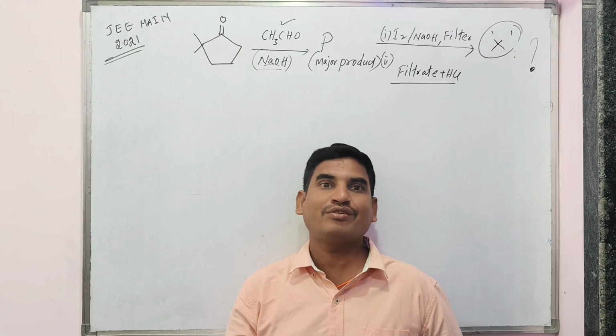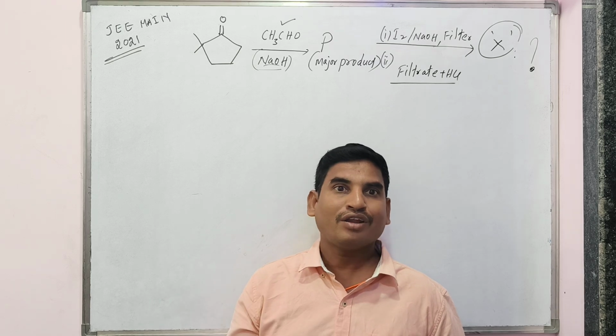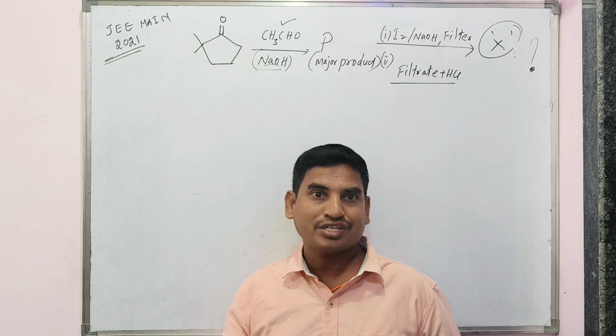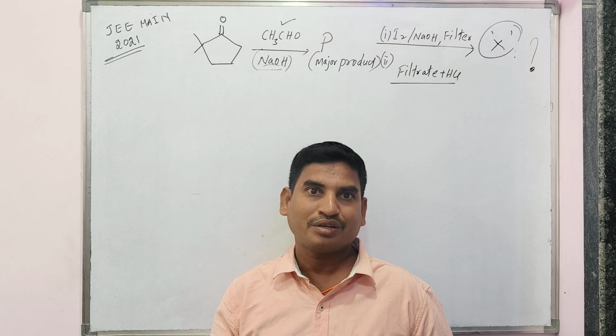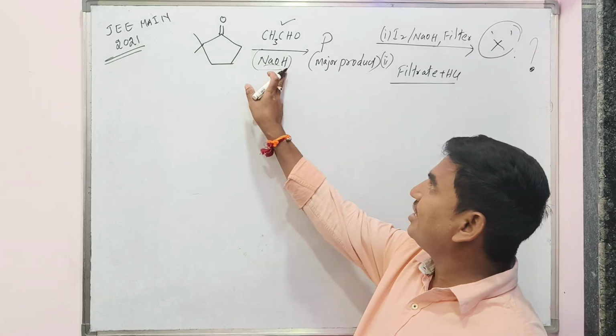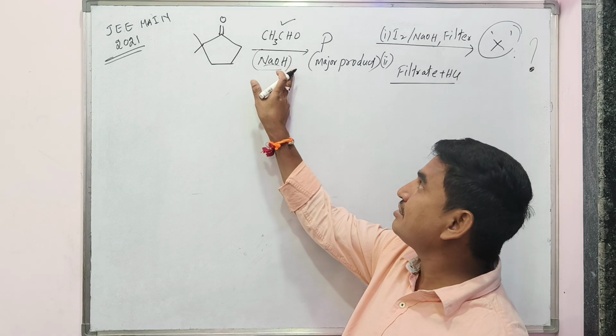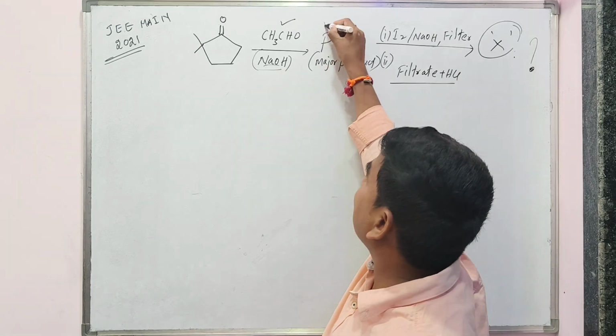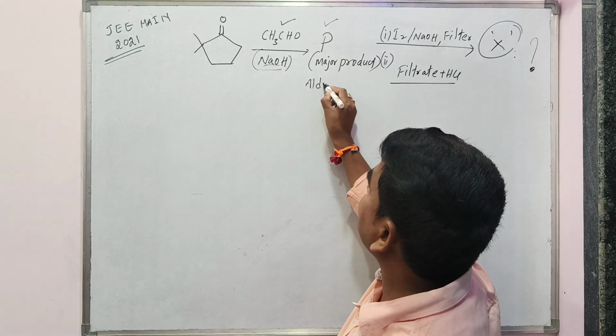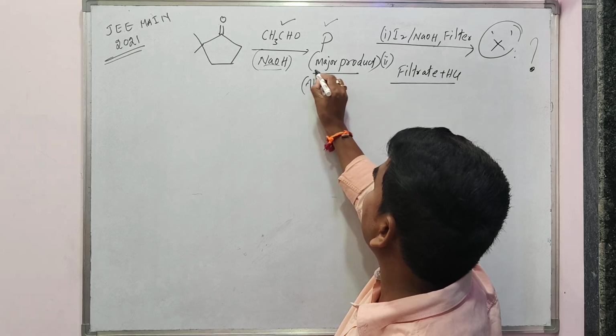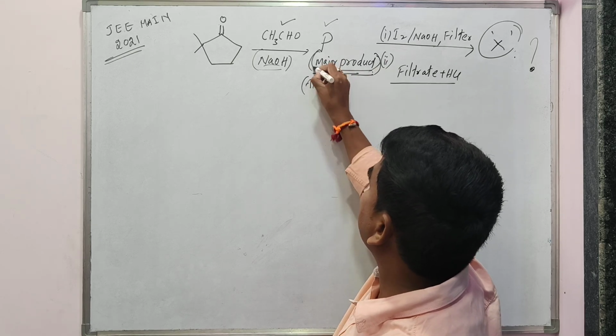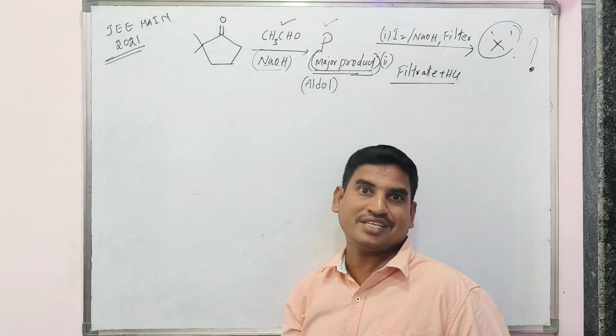Directly we can remove an alpha hydrogen and one carbonyl oxygen, and go for the C double bond C condensation product. But they have not mentioned any delta symbol here. If no delta symbol is mentioned, here P is the aldol product. It is aldol, but since they mention major product, we can choose only the major one.